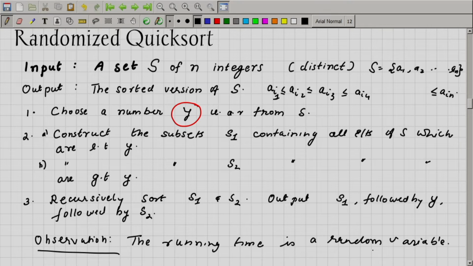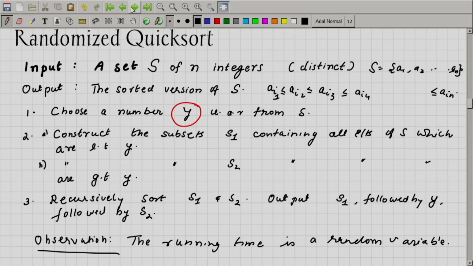So, when we get the expected running time, it means on every input the expected running time is such and such, as opposed to saying that for the average input the running time is such and such. We are saying for every input the expected running time is going to be a certain value.